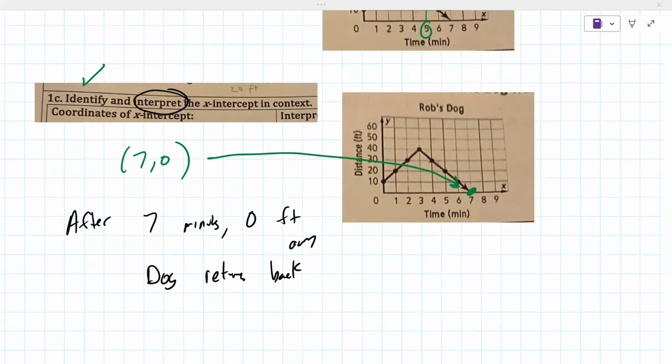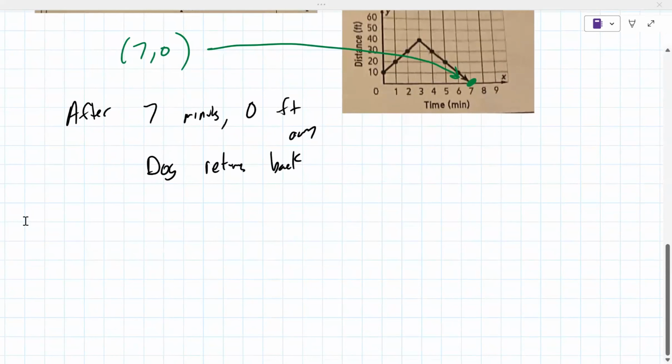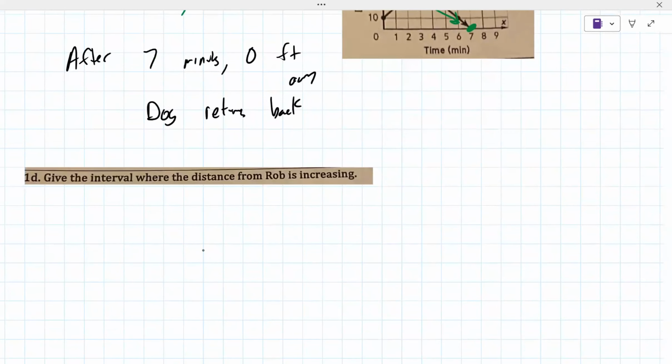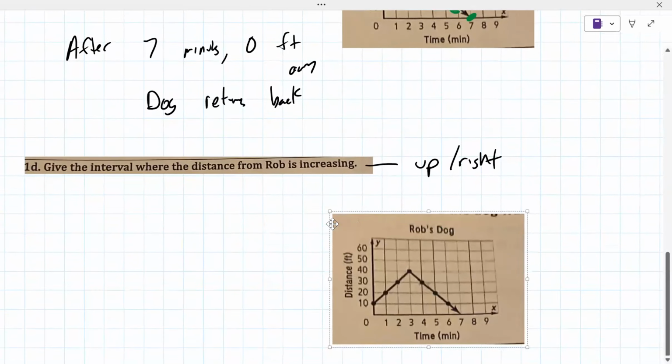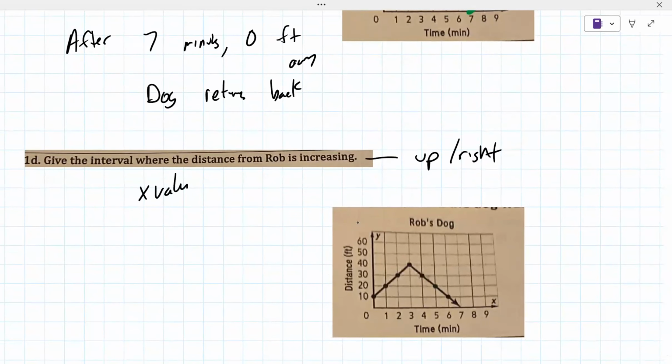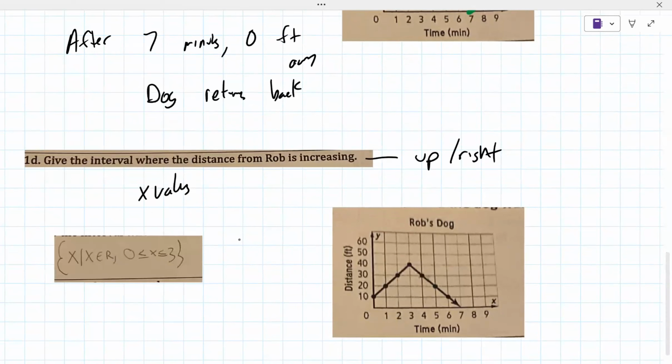All right. Increasing, you need to know that increasing means the graph is going up and to the right. And we're interested in the X values, not the Y values. We only care about the X values. And it looks like you're using set notation. Are you guys only using set notation? That sounds familiar. This is set notation, which is correct. Interval notation would be 0, 3.